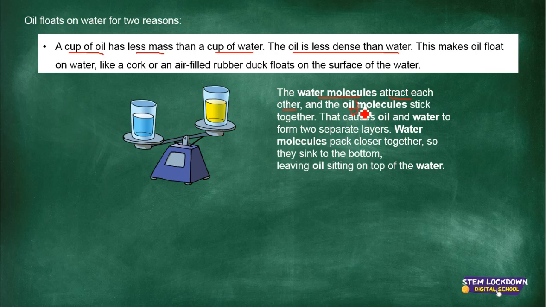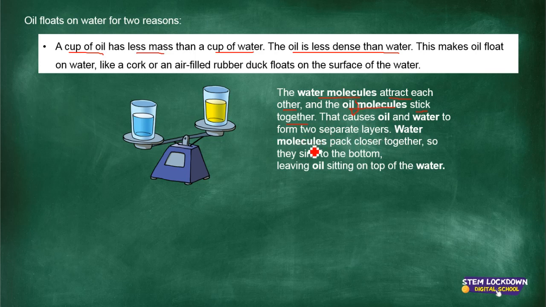And then we have the oil molecules. The oil molecules basically stick together. Okay, so the oil molecules are sticking together. That's why it feels oily. Like if you touch water, you won't really feel a slime on your hands. But if you touch oil, it will be slimy, and this is because the molecules are sticking next to each other. This causes oil and water to form two separate layers.